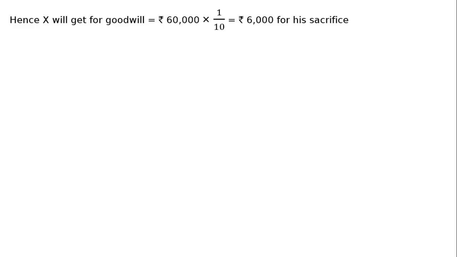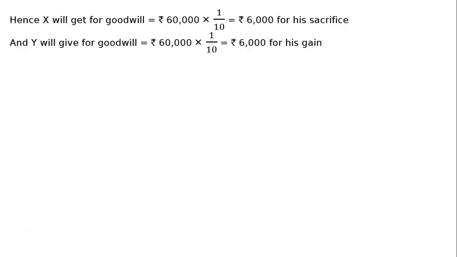Hence, X will get for goodwill. Goodwill is 60,000 and 1/10 is the sacrifice of X. That is rupees 6,000 for his sacrifice. X will be getting and Y will be giving. Y will give for goodwill, that is rupees 60,000 multiplied by 1/10, his share of gain, that is 6,000 for his gain. Hence, Y's capital account debited to X's capital account. The gainer will give to the sacrificer. Hence, Y's capital account debited to X's capital account.